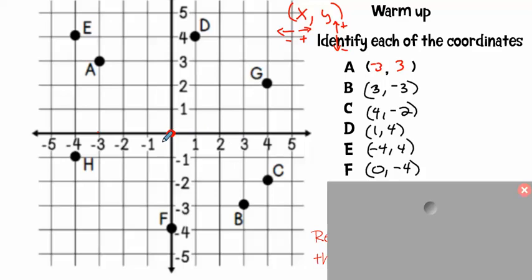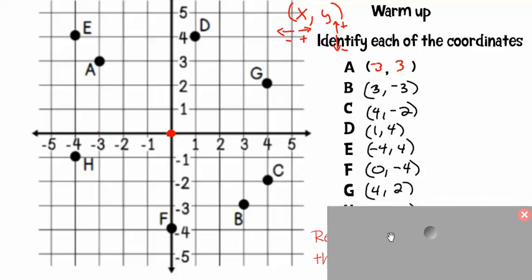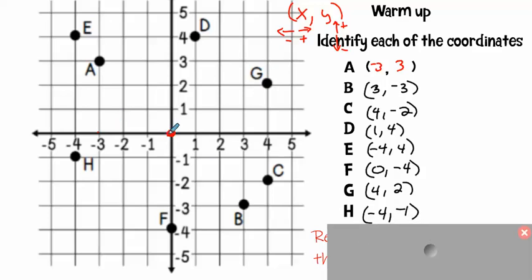Remember, you're not going right or left at all. So your x value is just going to be 0 because I didn't move. But then your y value, I went down to -4. G, I'm going to go over 4, +2. And then H is -4, -1.